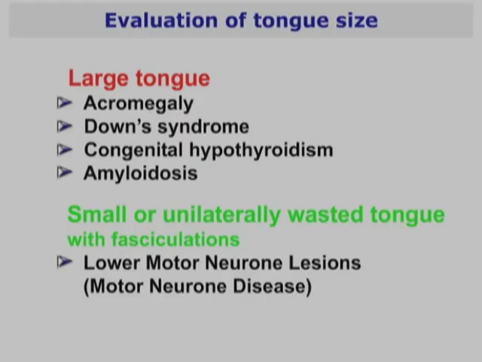An abnormally large tongue is seen in acromegaly, Down's syndrome, congenital hypothyroidism, and amyloidosis. A small or unilaterally wasted tongue, which may also be fasciculating, is seen in lower motor neuron lesions and often in motor neuron disease.